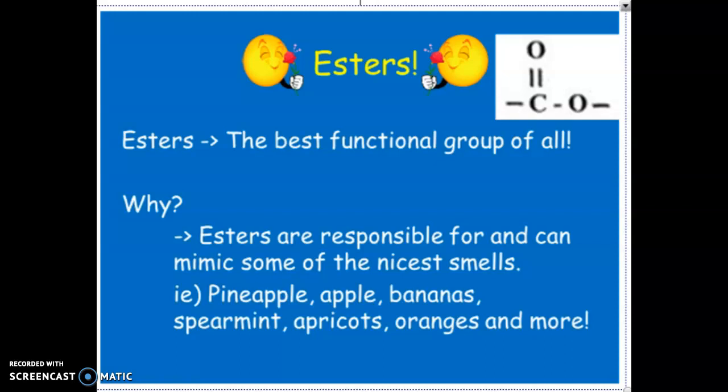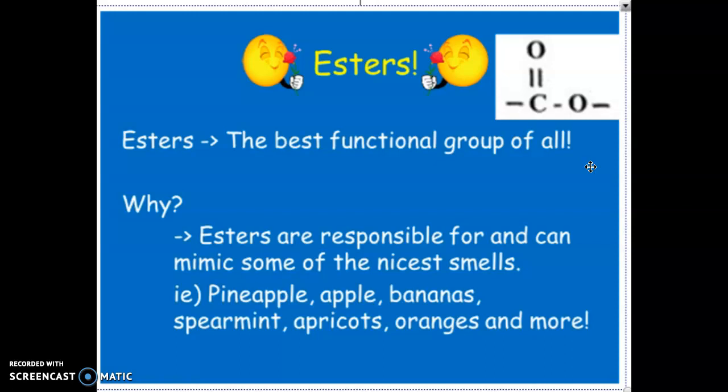An ester, remember I mentioned this at the beginning, is a C double bond O with another oxygen, but there are carbons on the other side of this. So this is not a hydrogen like we just finished seeing. This is going to be another carbon-based group. Esters are responsible for some of the nicest smells that are naturally found.